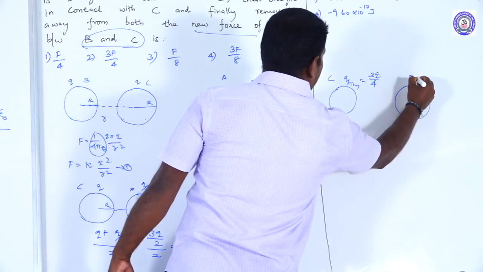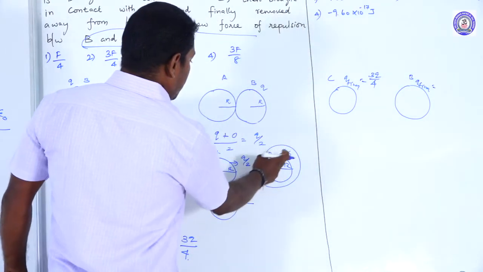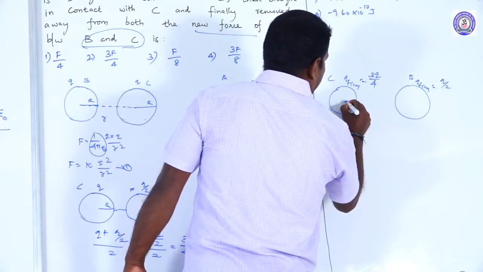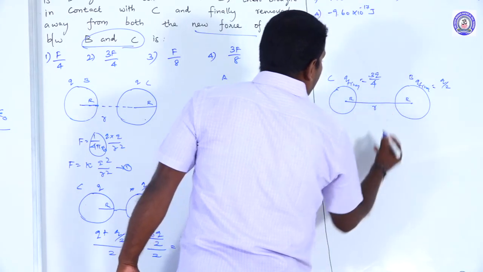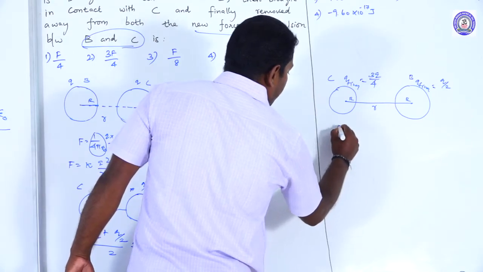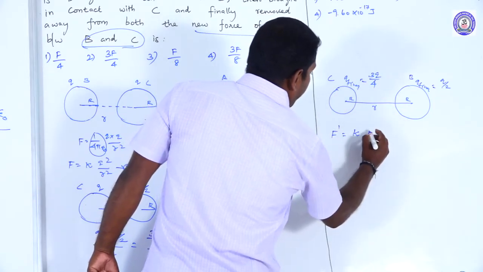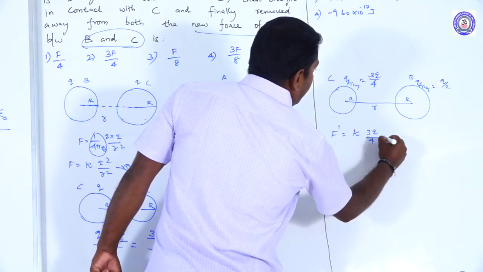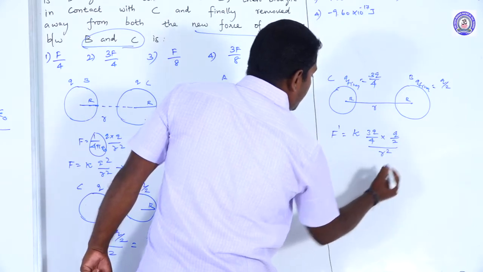B sphere has a final charge equal to Q divided by 2, with the same distance of separation apart at its center. What is the final force of repulsion? This F prime is equal to K into the final charge 3Q divided by 4 into the other charge Q divided by 2, divided by R square.